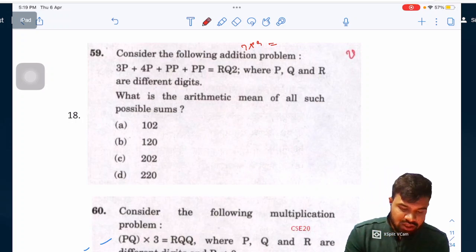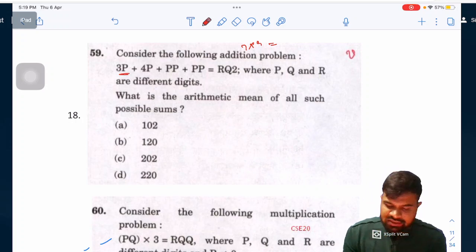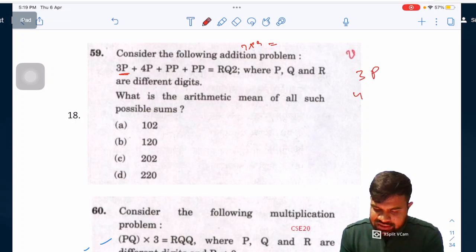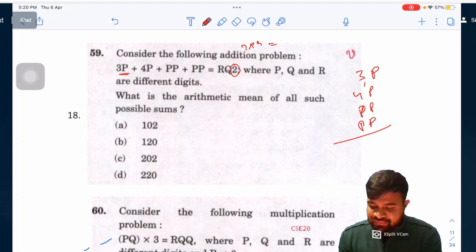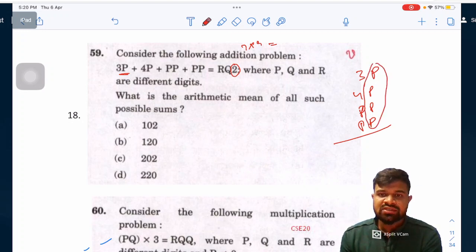Now see, suppose you are adding numbers like this: 3p, 4p, pp, and pp. Now, when you add p four times, the last digit is 2. This you have to keep in mind, and that's how we will find p.